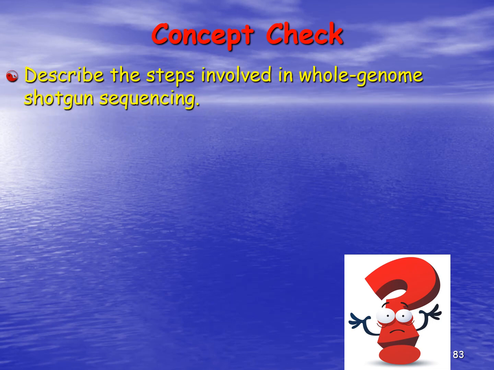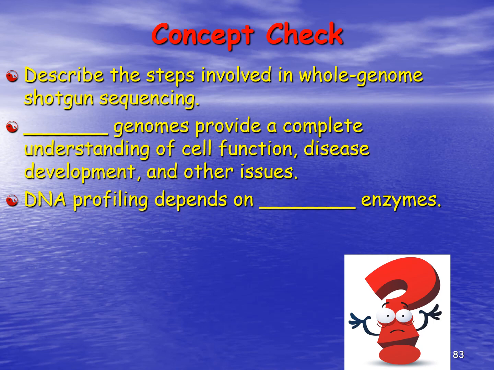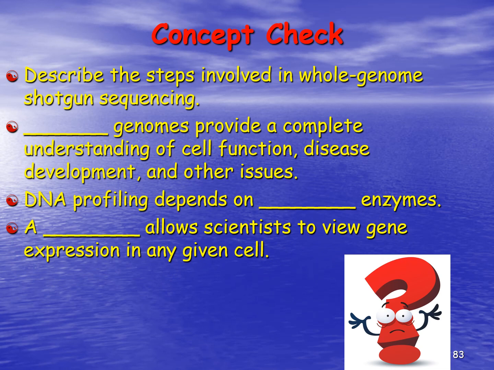So, the last concept check. Describe the steps involved in whole genome shotgun sequencing. What genomes provide a complete understanding of cell function, disease development, and other issues? DNA profiling depends really on what type of enzymes? And lastly, what allows scientists to view gene expression in any given cell?